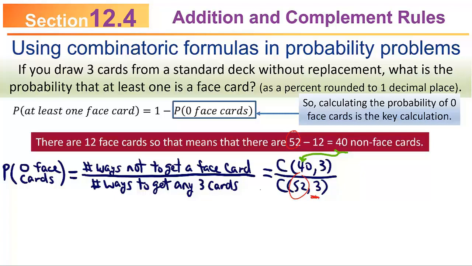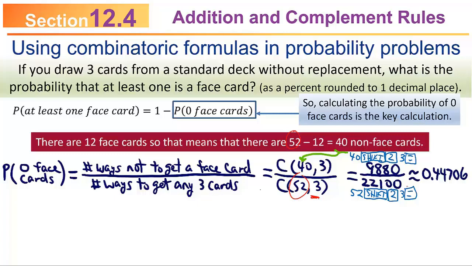So it's a combination of 40 things taken 3 at a time, that's the number of ways to get anything but a face card, over a combination of 52 things taken 3 at a time. That's when you don't care what the cards are. You're drawing 3, but you don't care what they are. And in case you really have forgotten your shift combinations to get your calculator answer, I put them there for you. I hope you didn't need it. They ask you to do a decimal approximation, so you need to change that now to a decimal. That's 0.44706. They ask you to change it to a percent rounded to 1 decimal place.